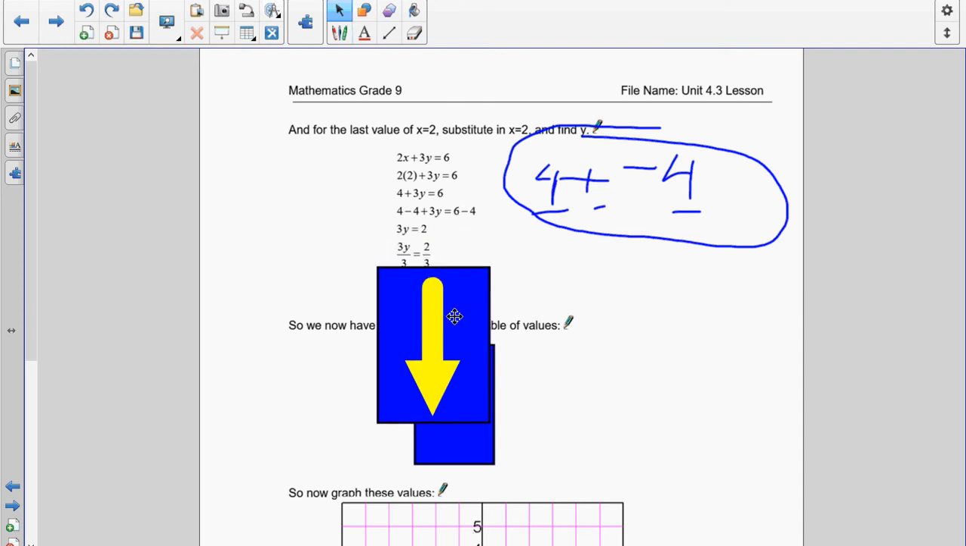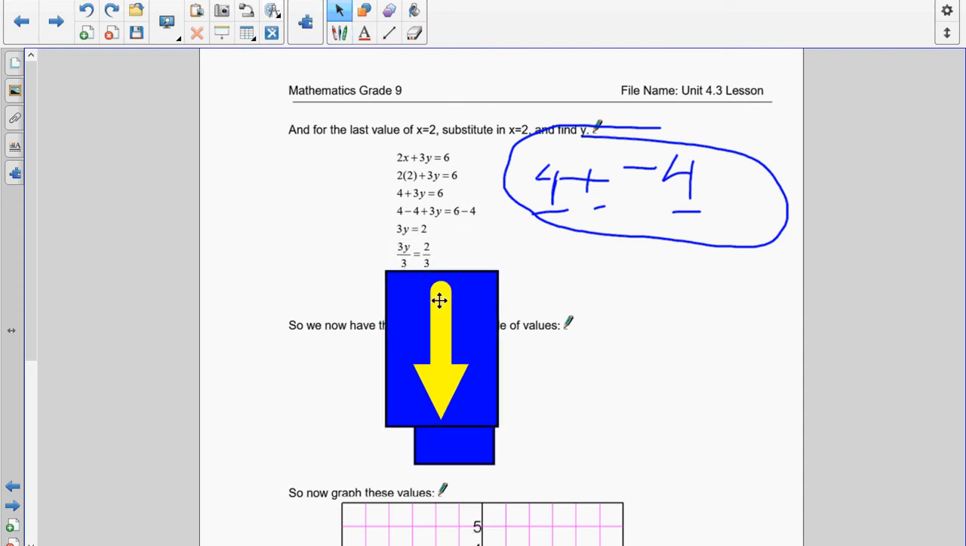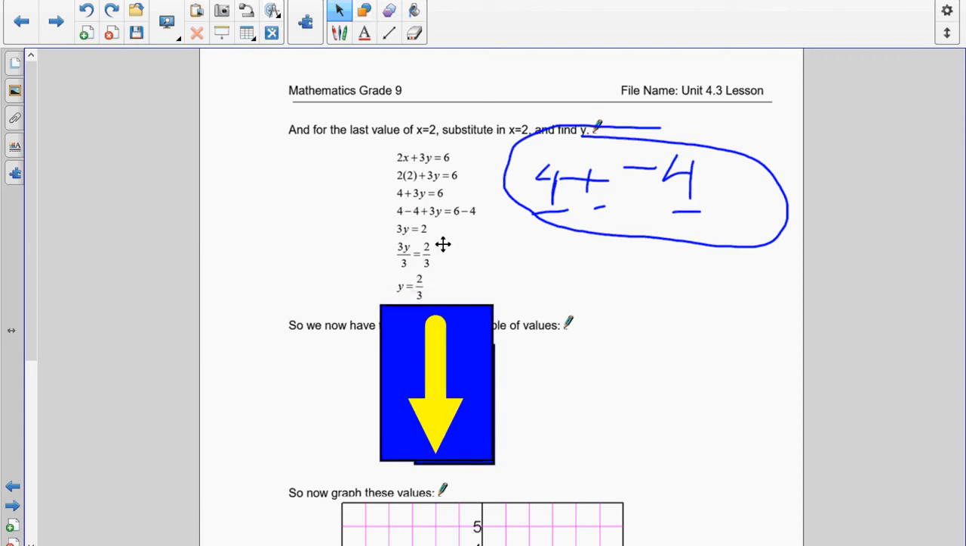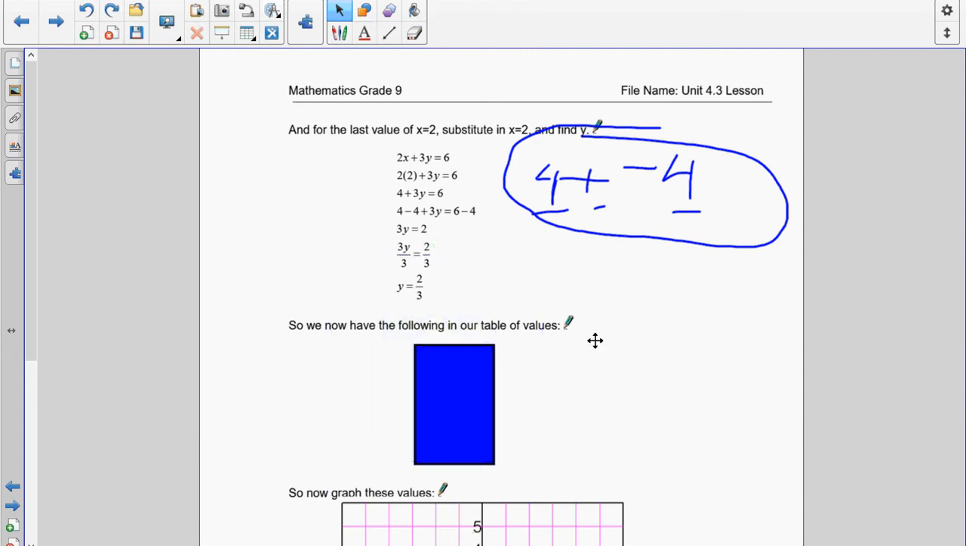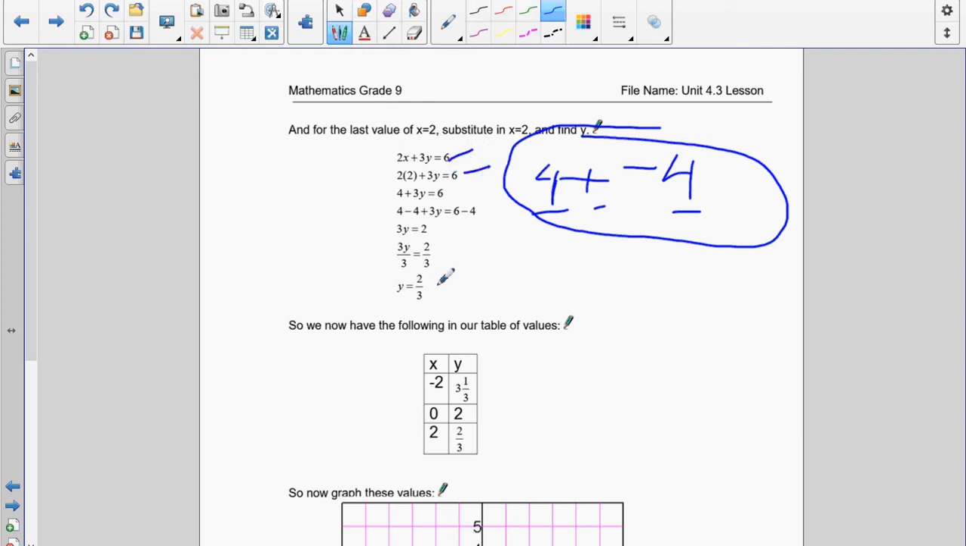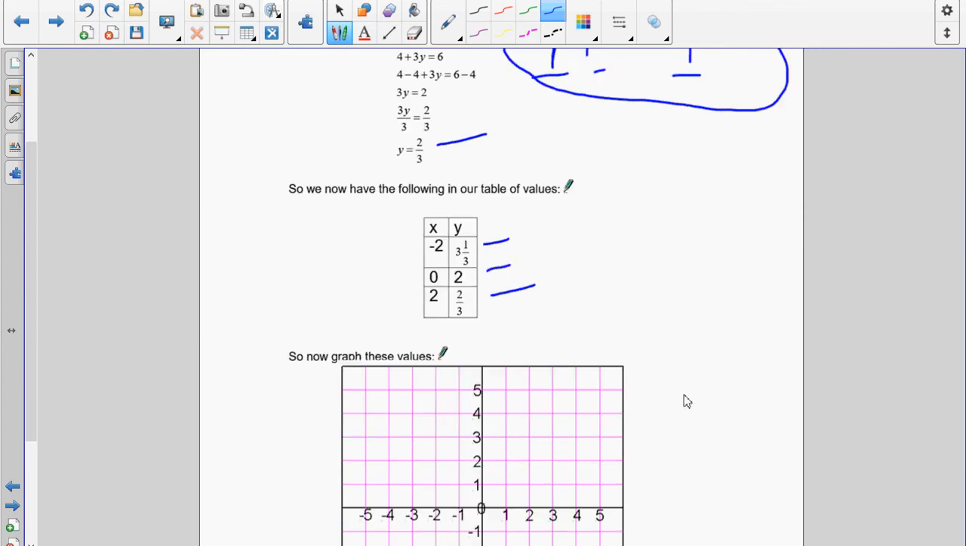Now divide both sides by 3. 3 divided by 3 is 1. And of course 2/3 remains as 2/3. So we now have our table of values. Now remember, formula, substitution, answer, and if I ask you to make a table of values, you're going to get 3 marks there also. Now we have to graph these.